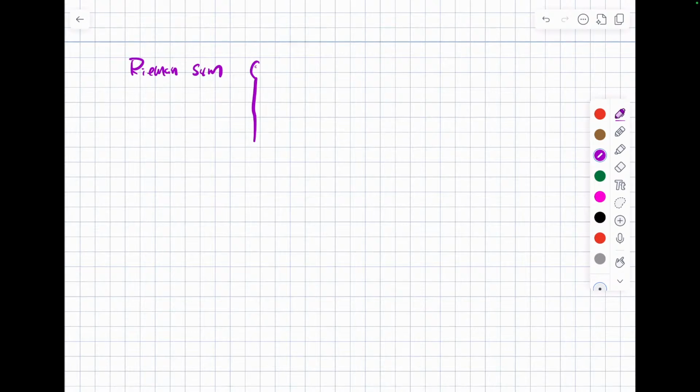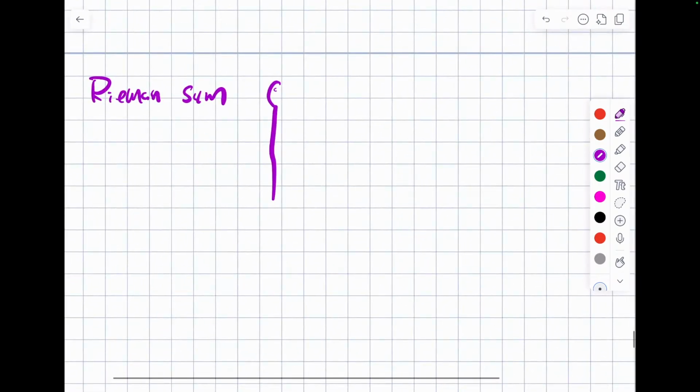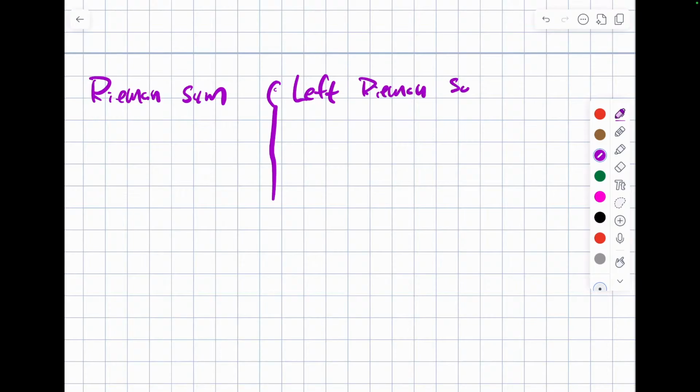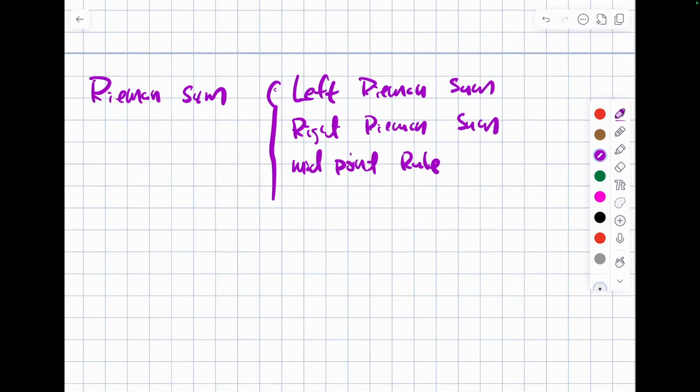Now, we have a left Riemann sum, and a right Riemann sum, and a midpoint rule. Midpoint rule is a little bit different. Usually you start with left, right, and the midpoint.